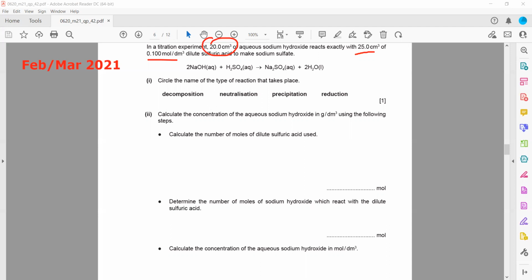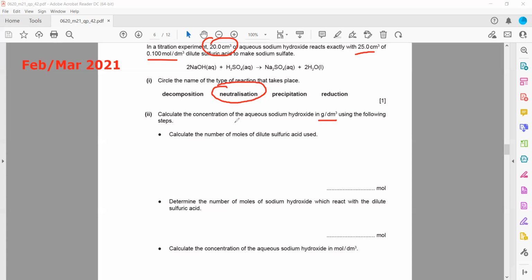Whenever an acid reacts with an alkali, or an acid reacts with a base, we call that reaction a neutralization reaction. Basically, this is the neutralization reaction. Now the next part: calculate the concentration of sodium hydroxide in gram per dm³. So we need the final answer in grams per decimeter cube.